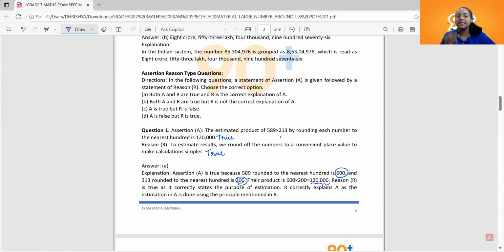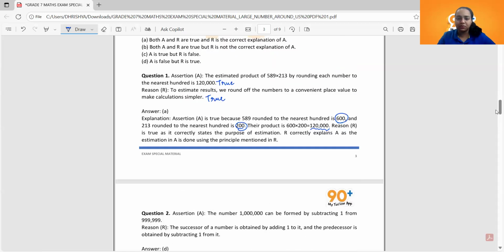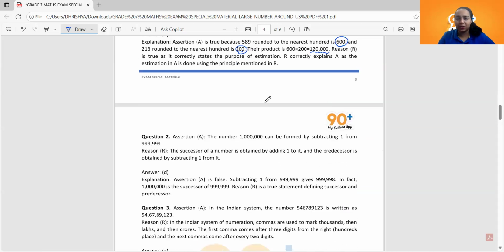So it will be A. That is, assertion and reason are true, and the reason is the correct explanation of the assertion. Okay. So it will be option A. Now we'll go on to the second one.